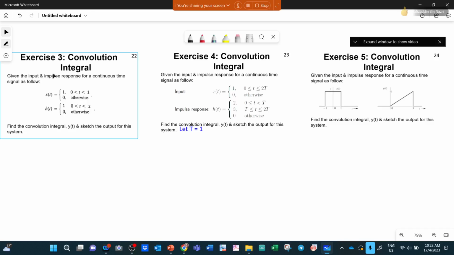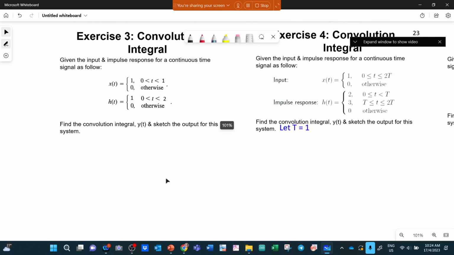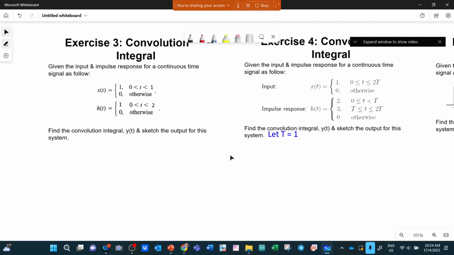Okay, so we have exercise 3, 4, 5. I don't think we have time to do all of it. But in the video recording ada semua ni, cuma I akan pick one that is important. So if you see exercise 3, it's about the same. Let's just I draw it out saja, and then you go back home and do the convolution.